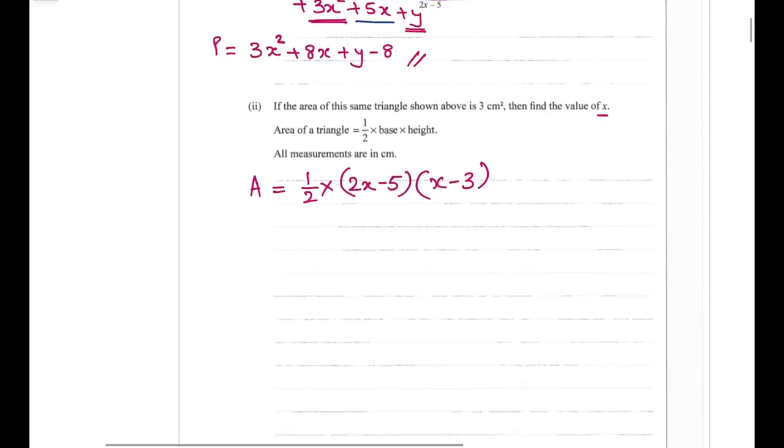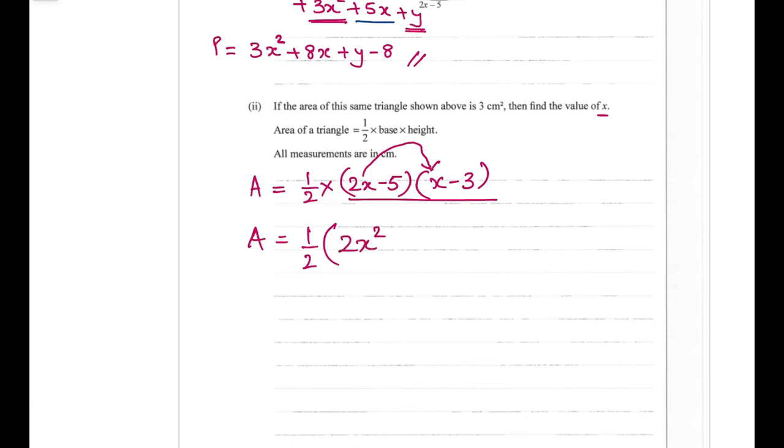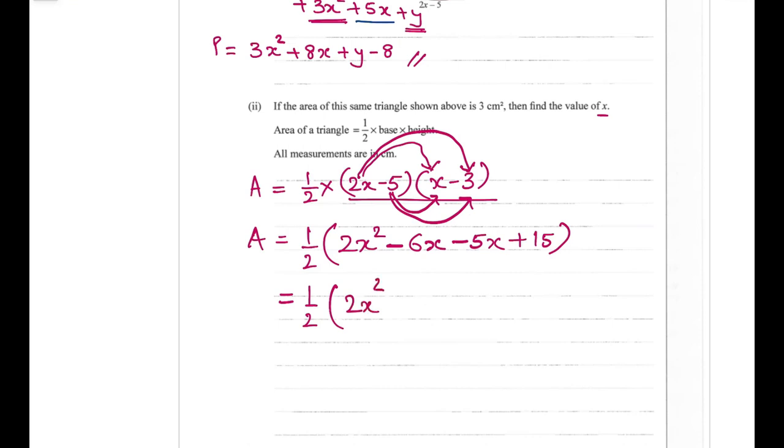So let's solve this. So its area is equal to half. Now when we expand the brackets, we do 2x times x becomes 2x squared. 2x times minus 3 will become minus 6x, minus 5x and plus 15. So now we have half times 2x squared minus 11x plus 15.